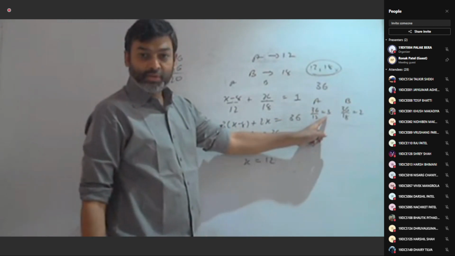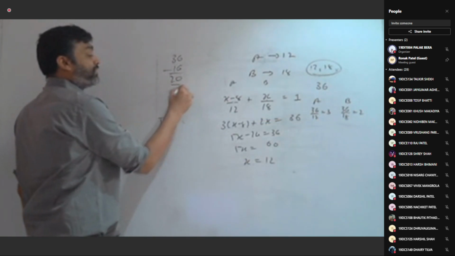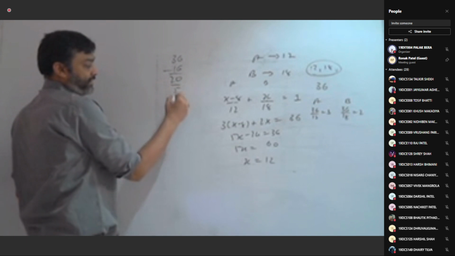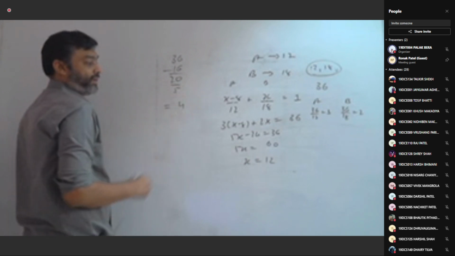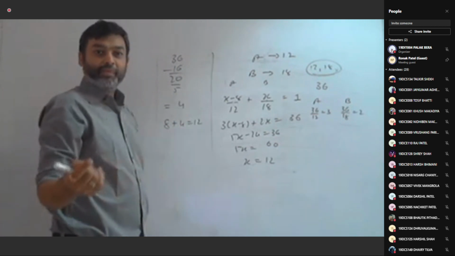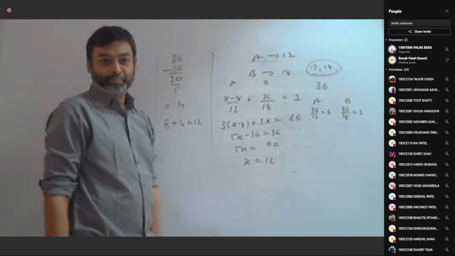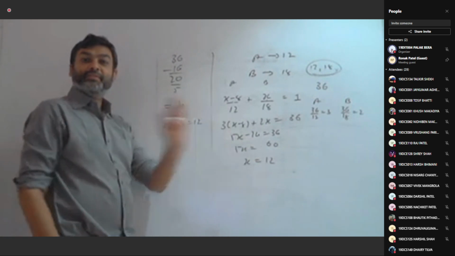Now both are working together. Together they can make 5 boxes a day. So I divide this by 5. The answer is 4 more days. So 8 already done, plus 4. Those who are done with that, are you clear? Your method only, I have just extended with some numbers. So this will remove fractions.